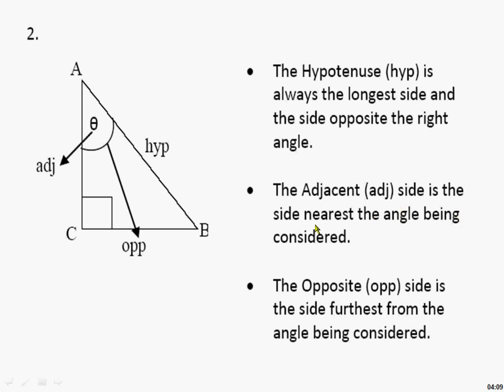The adjacent side is the side nearest the angle being considered. In this case, if theta is the angle being considered, the adjacent side will be the side next to it, which will be the side AC, and the opposite side is the side furthest from the angle being considered. In this case, if theta is the angle being considered, the opposite side is, if we follow the arrow, the side furthest away from it, and that is the side CB.